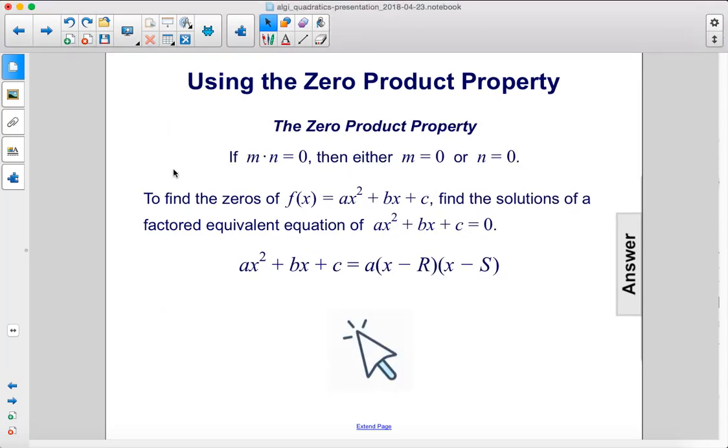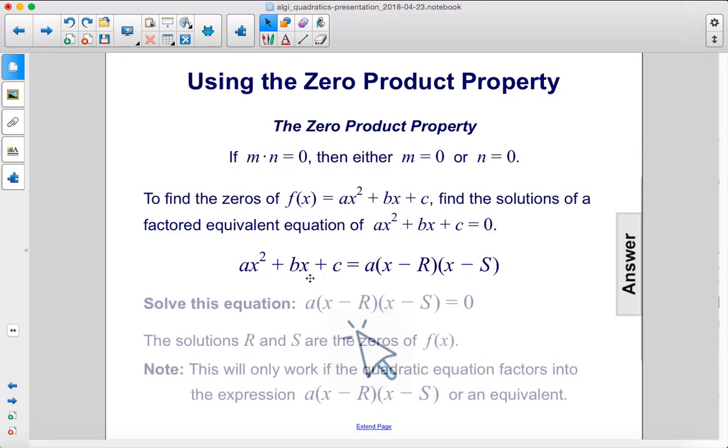Using the zero product property. If m times n equals 0, then either m equals 0 or n equals 0. To find the zeros of f of x equals ax squared plus bx plus c, find the solutions of a factored equivalent equation of ax squared plus bx plus c equals 0. Ax squared plus bx plus c equals a times x minus r times x minus s. Here's a factored form of this equation.